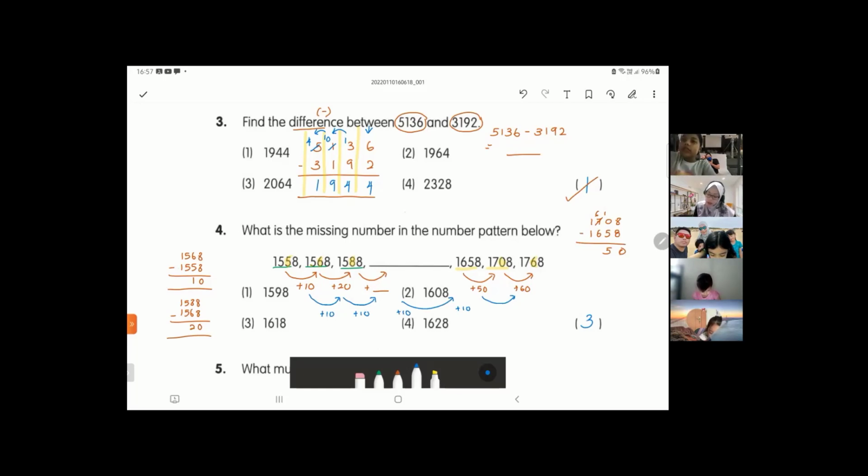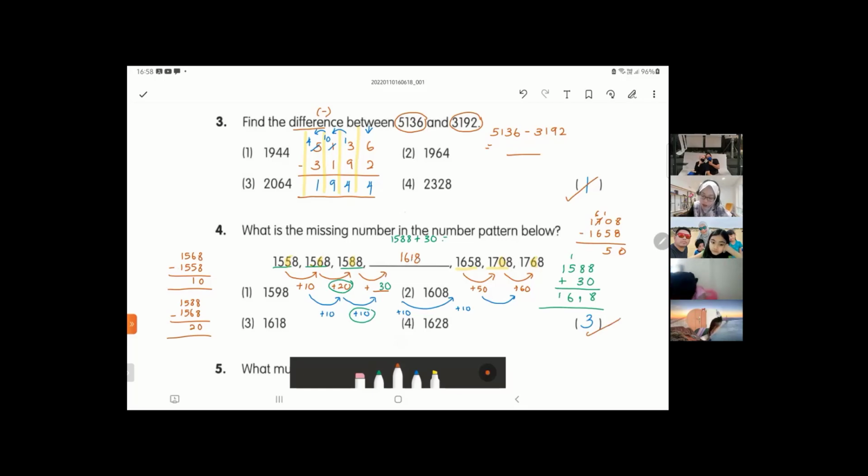lastly. So which means in this case, 20 plus 10 equals to 30. So this one is 1,588 plus 30 equals to. Okay, so if you do not know 1,588 plus 30, you just add like that. 8, here will be 1,618. Answer is option number 3, 1,618.